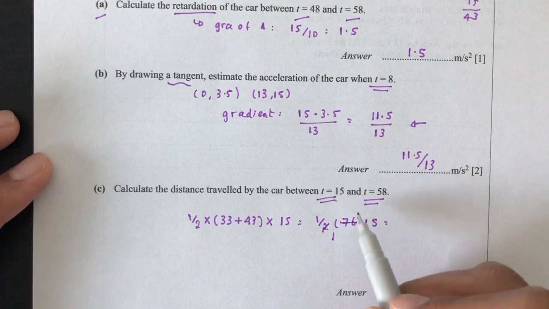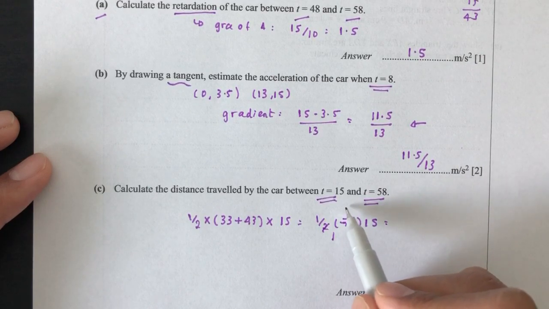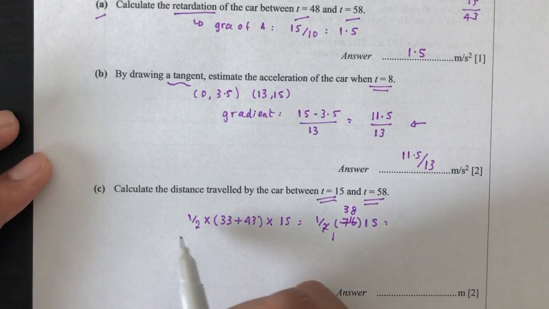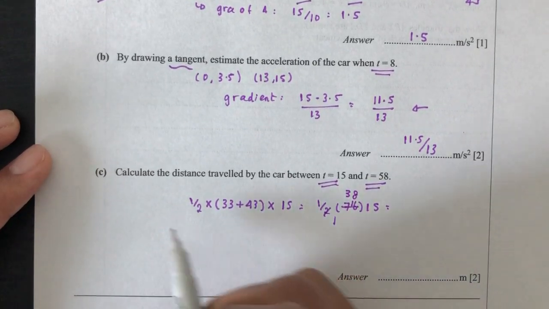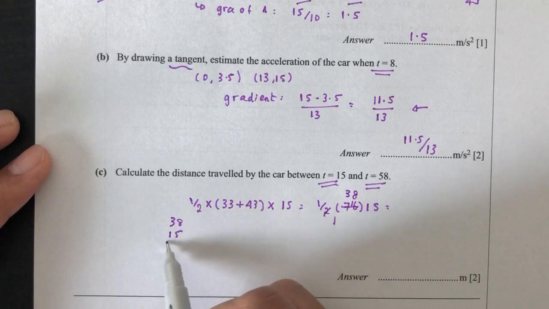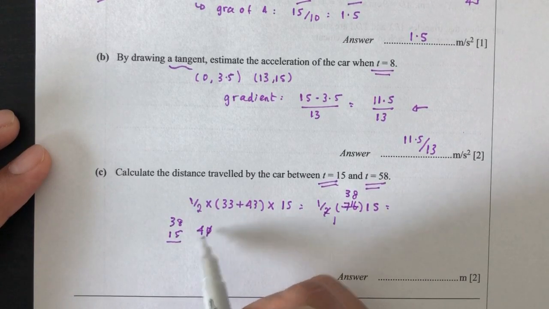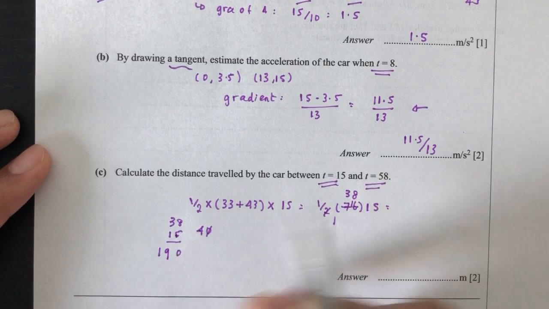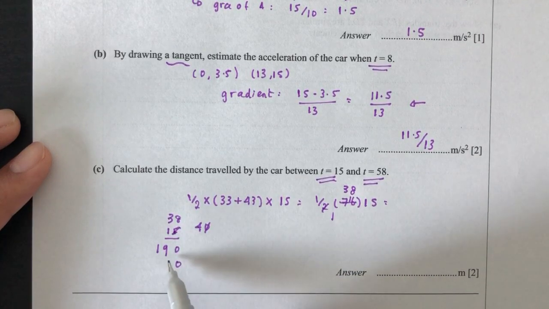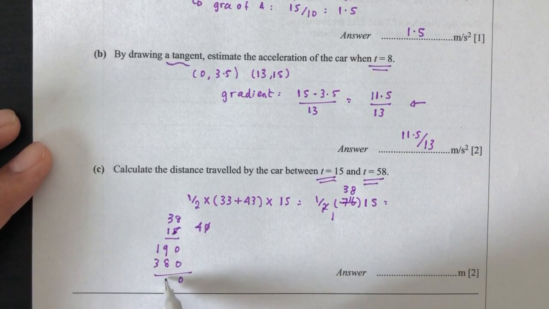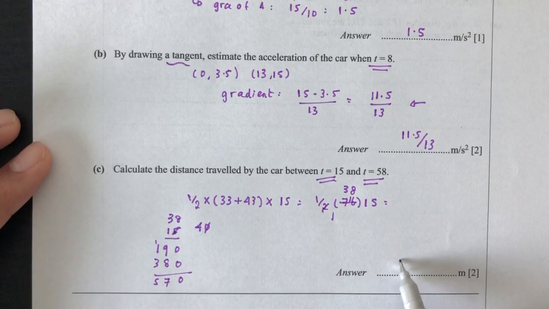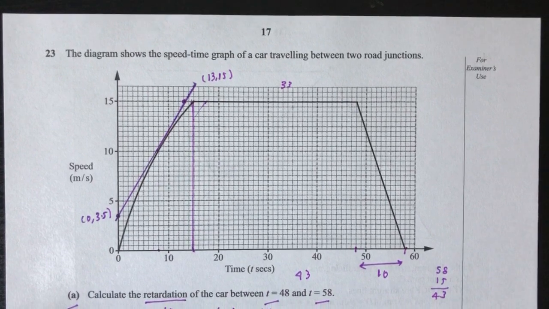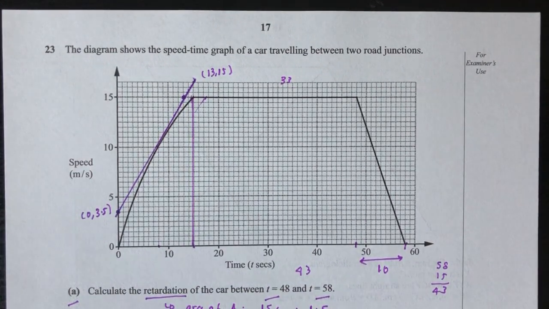So simplify, half of 76 times 15. So that will be 38 times 15. What is the answer? So 38 times 15, 1 by 1. So 8 times 5 is 40. 3 times 5 is 15 plus 4, that will be 19. So it becomes 570. So 570 will be the answer for part C. That is your question number 23.